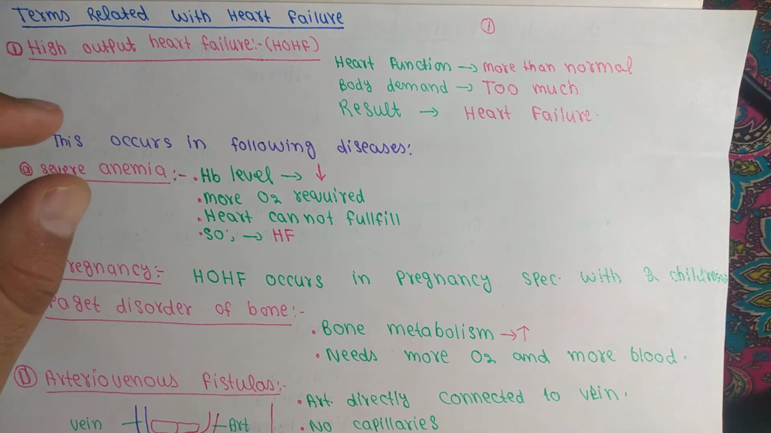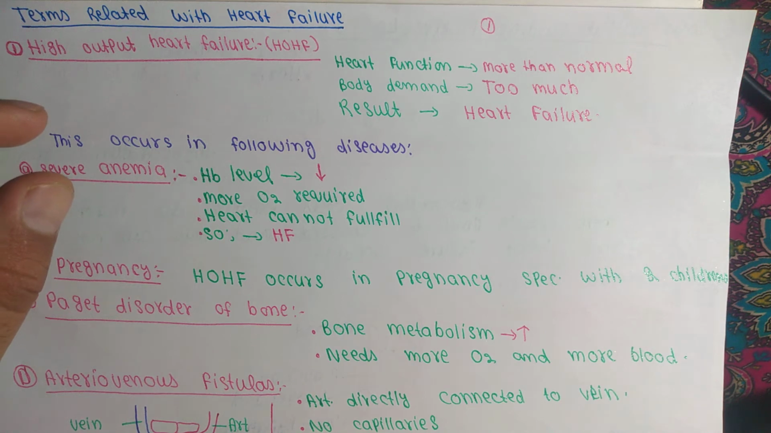more oxygen will be required by the tissues, but the heart cannot fulfill this because it cannot function so strongly to fulfill this need. The hemoglobin level is so decreased that even if the heart functions slightly or more than normal, it is still unable to fulfill this need, so the result is heart failure.